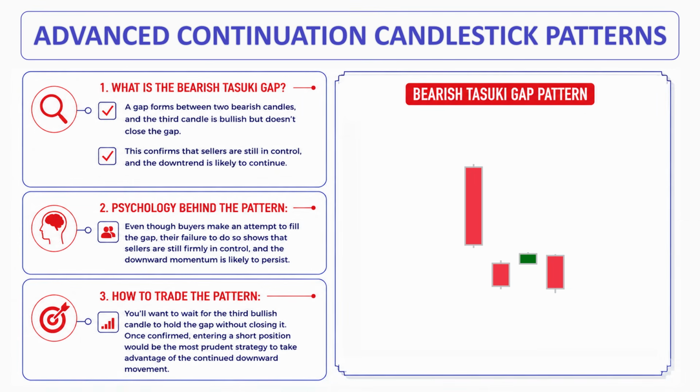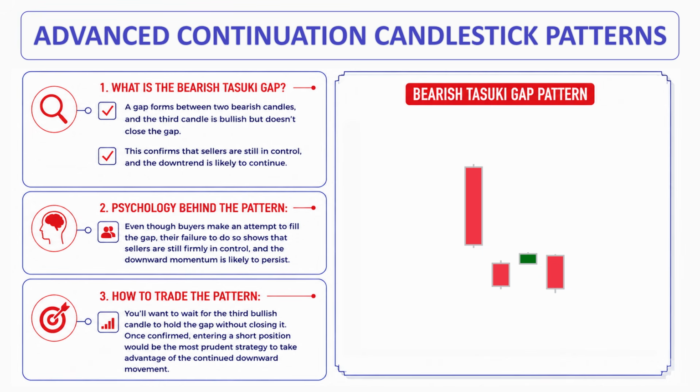Next, we have the bearish Tasuki Gap. This is the bearish counterpart of the bullish version and appears during a downtrend. A gap forms between two bearish candles, and the third candle is bullish, but fails to close the gap. This confirms that sellers remain in control and that the downtrend is likely to continue.